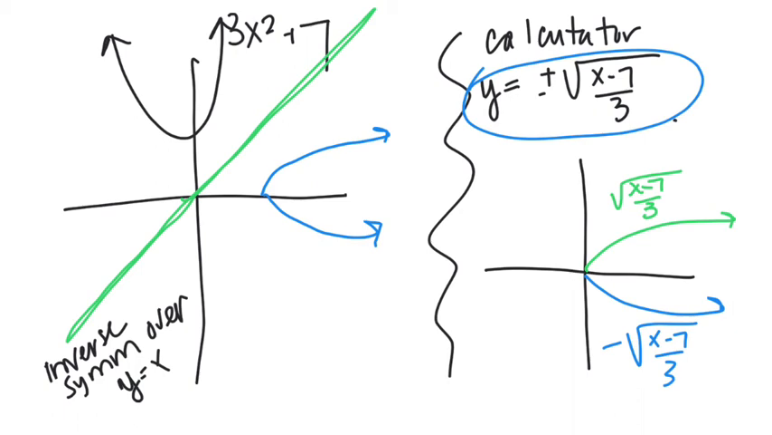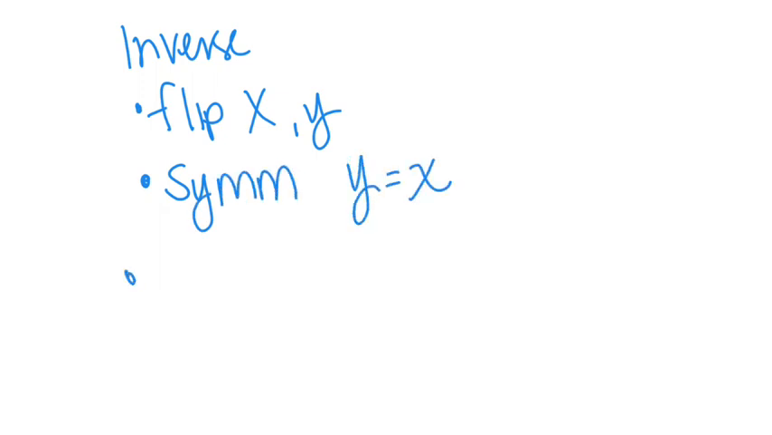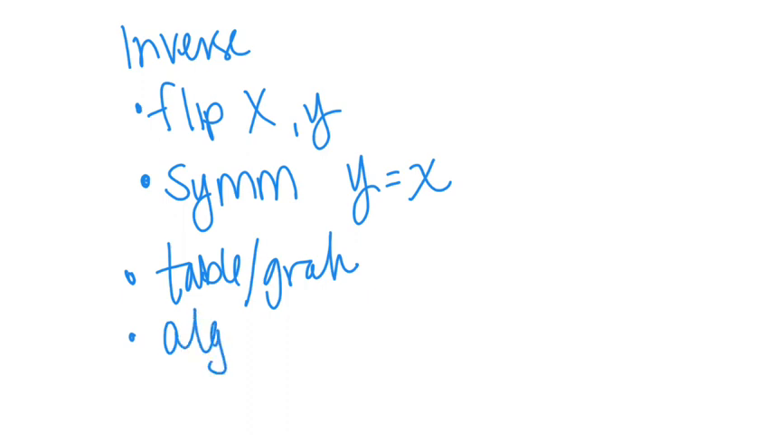So the things you need to know about inverses. In conclusion, their x's and y's flip. They have symmetry, meaning if I fold it in half over the line y equals x, and you need to know how to do this with a table, basically graphing it, and by using algebra. And that goes back to the flip x and y again. So those are the things you need to know for inverses.